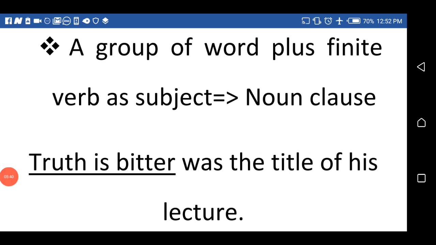A group of words plus a finite verb as subject equals noun clause. In the sentence, Truth is Bitter was the title of his lecture, Truth is Bitter is underlined here, the word in focus. Truth is Bitter is a noun clause. The grammatical name is noun clause. The grammatical function is subject.